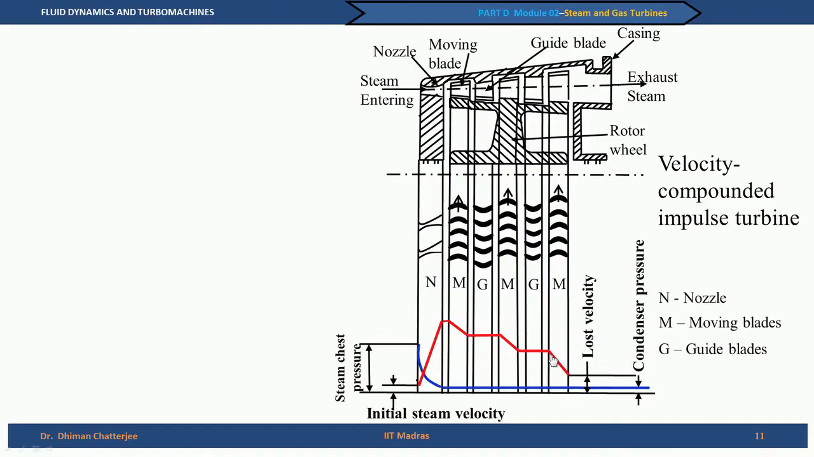So, if I use this way of explaining, then what will the velocity compounded impulse turbine do? It will try to reduce velocity in stages, and that is exactly what we see in this diagram. In this case you have to understand that the first stage comprises the nozzle and the moving blade, but a typical intermediate stage will comprise the guide vanes and the moving blades. So, stator and the rotor. This is velocity compounding.